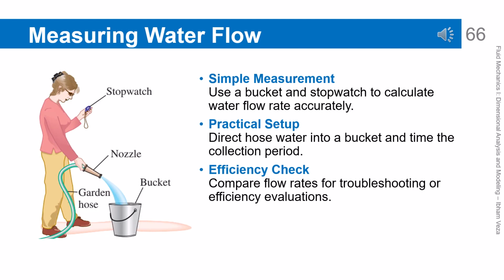Measuring water flow. Water flow rate can be measured using a simple method with a bucket and a stopwatch. The collected volume divided by the filling time gives the flow rate. This method is easy to perform and sufficiently accurate for rough measurements. This technique is useful for system performance checks or troubleshooting. This principle also introduces the basic concept of experimental flow rate measurement.